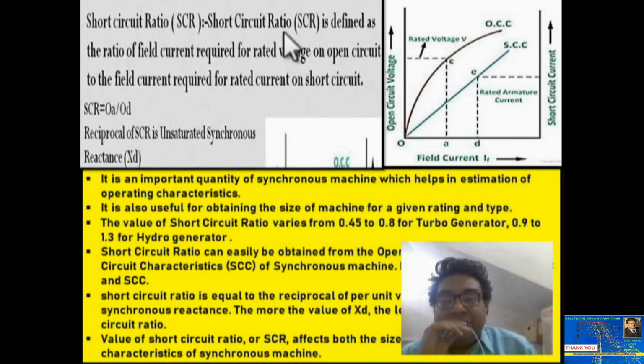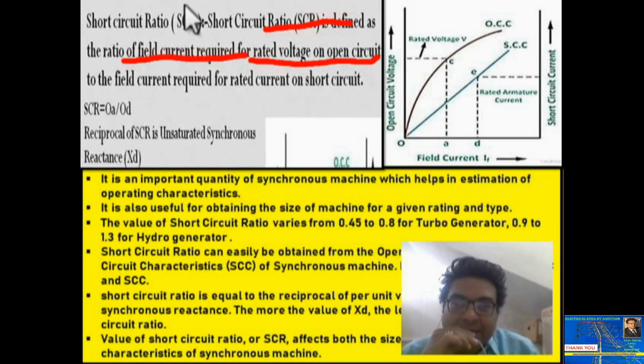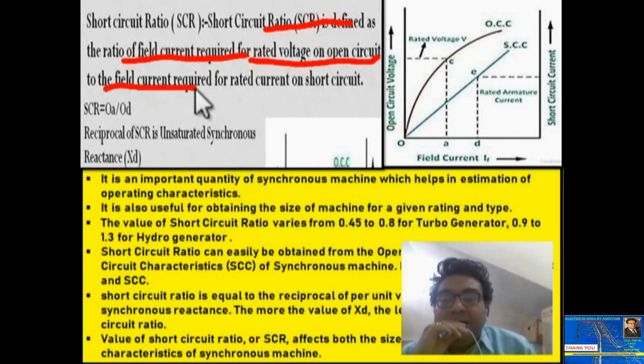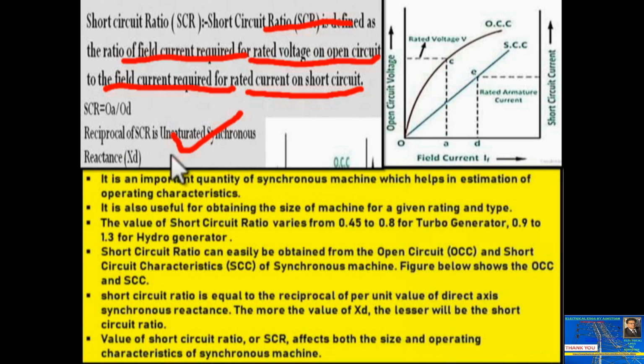Basically SCR is the ratio, defined as the ratio of field current required for establishing the rated voltage on open circuit test to the field current required for establishing the rated current on short circuit. So basically guys, SCR is the reciprocal of unsaturated synchronous reactance XD. And this important formula: SCR is inversely proportional to XD.